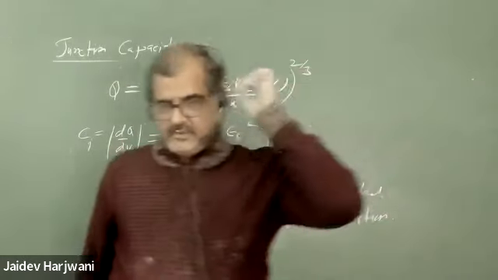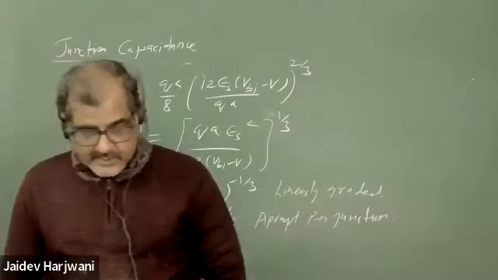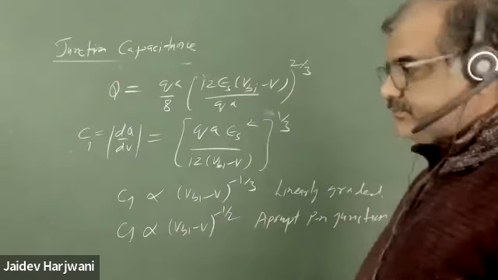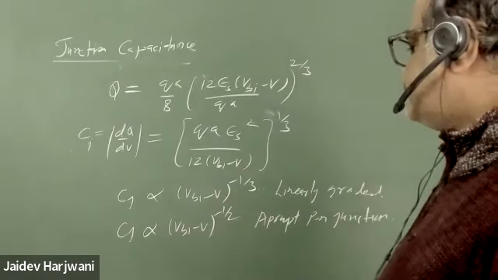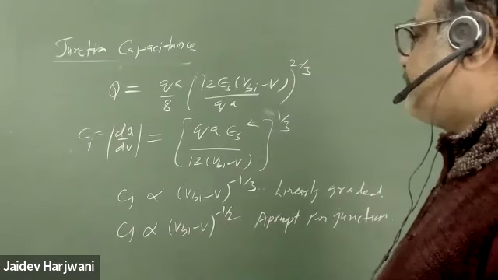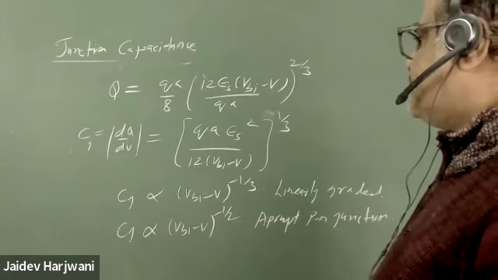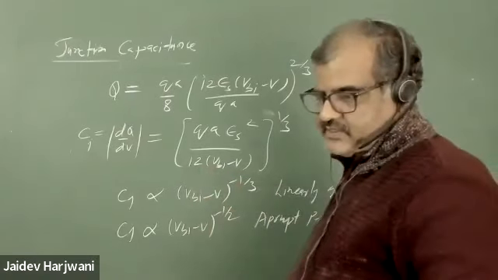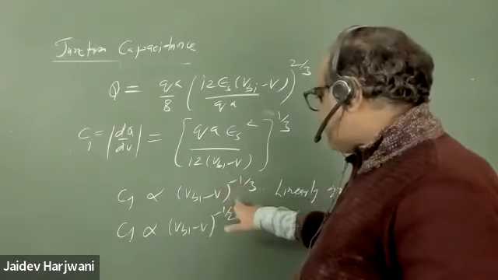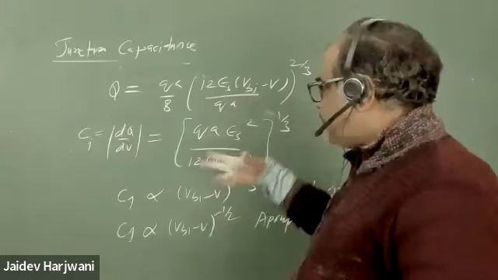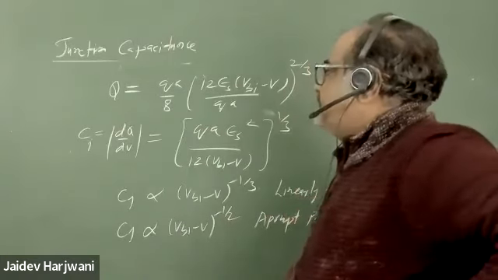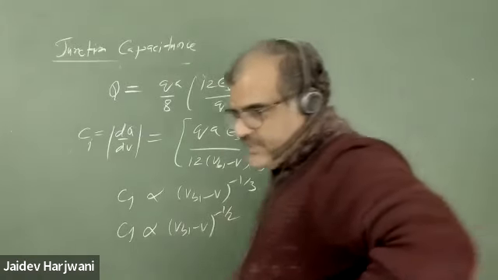Just once check these expressions whether it's correct or not, but we just want the dependence. I want this dependence only. This calculation, this constant, is not important for me, so you just check it. Now we have finished our PN junction.